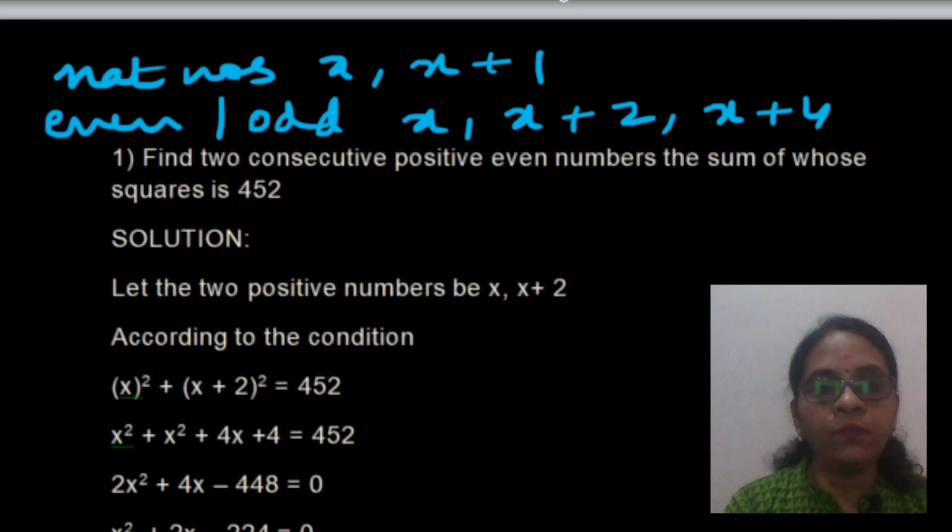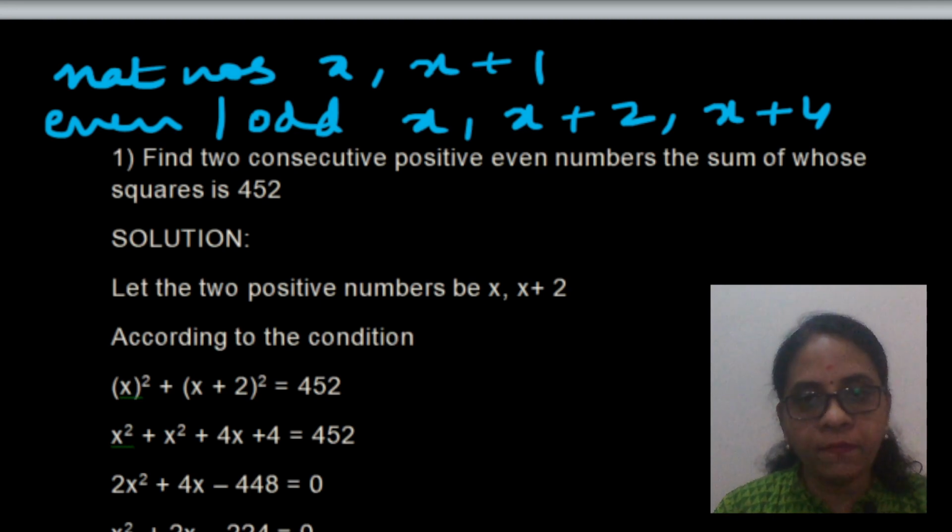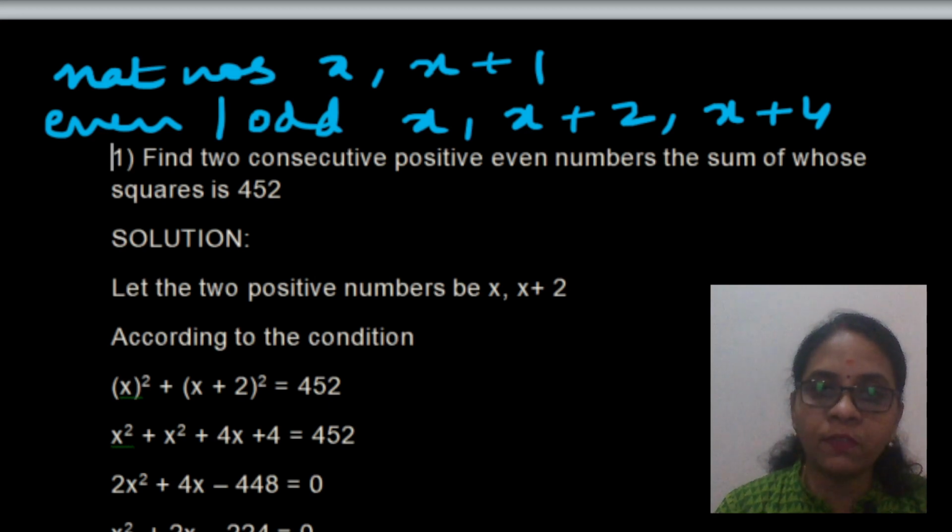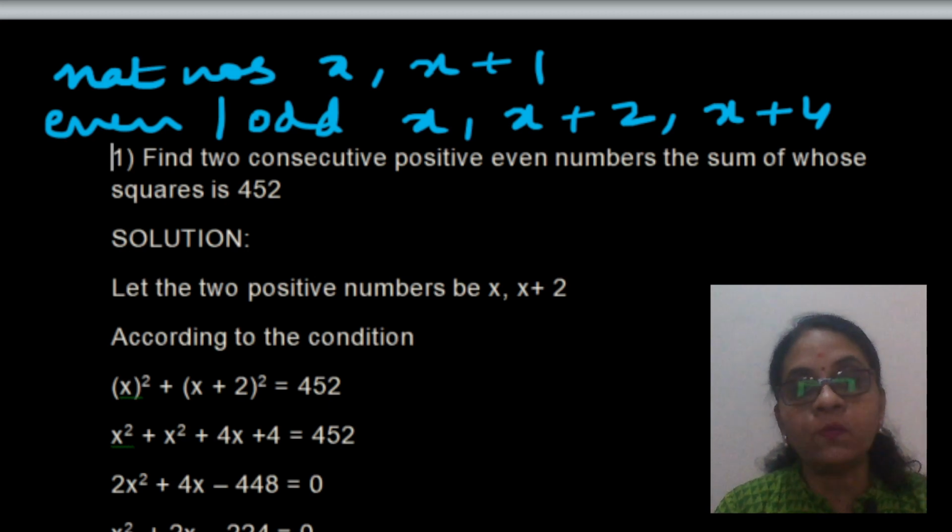Both for even and odd, children, please remember that. You assume it as x, x plus 2, x plus 4. The reason is, if you take odd numbers 1, 3, 5, 7, 9, 11, the difference between any two consecutive ones, one beside the other, is always 2. The difference between 3 and 5 is 2, 7 and 9 is 2. So the difference of even numbers as well as odd numbers is 2. So you assume it as x plus 2, x plus 4 for both even or odd numbers.